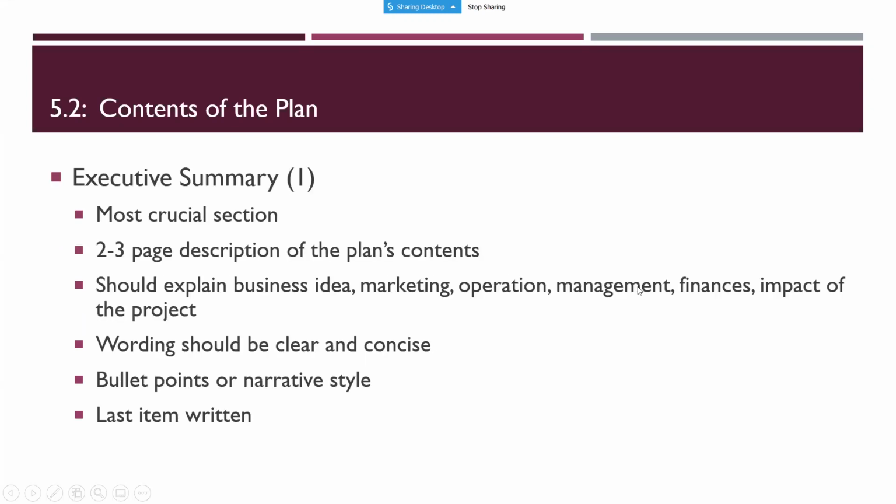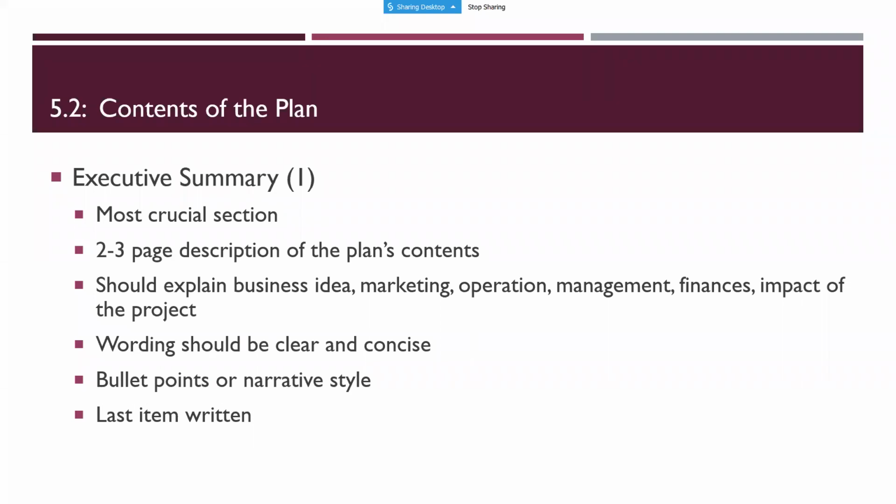Excuse me. Executive summary. This is your last item written. Basically, this is going to summarize the plan's contents in roughly 2 to 3 pages. So you don't know what to summarize until you've written the whole plan. Write the plan first, then do the executive summary.